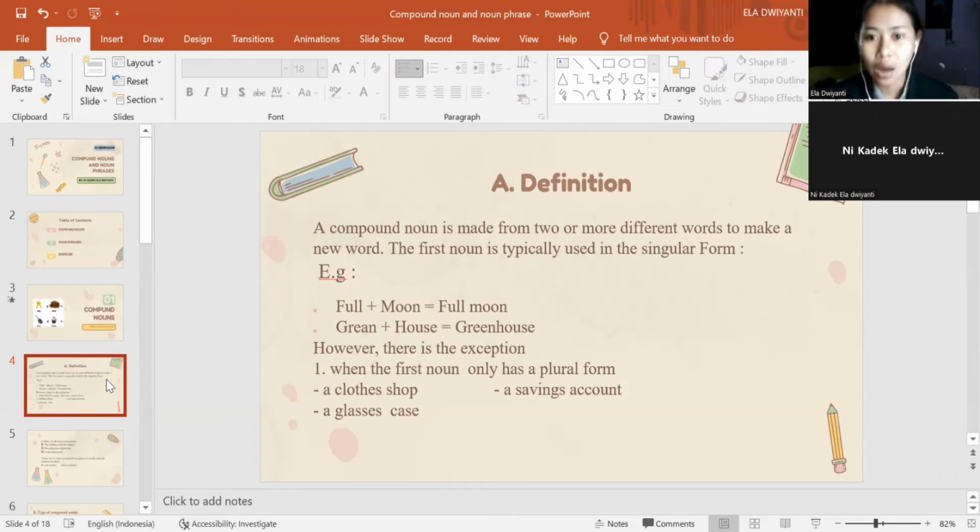Okay. The first noun is commonly used in the singular form. Example: full moon, full and moon. Green house, green and house, a greenhouse, a full moon. However, there is an exception, when the first noun is plural. For example, a sports store, a glass case, a savings account.